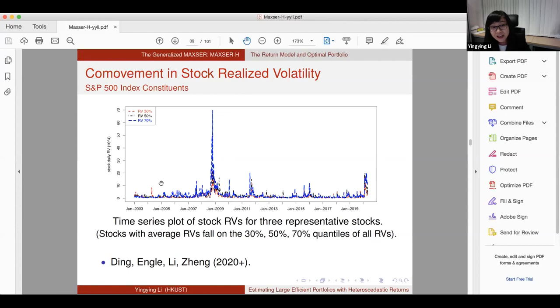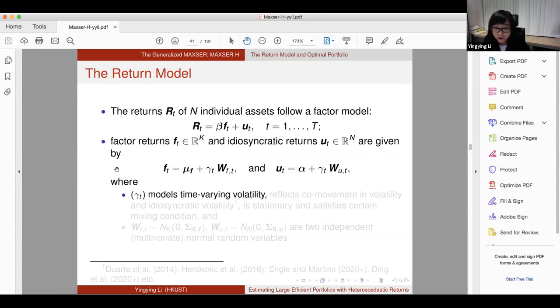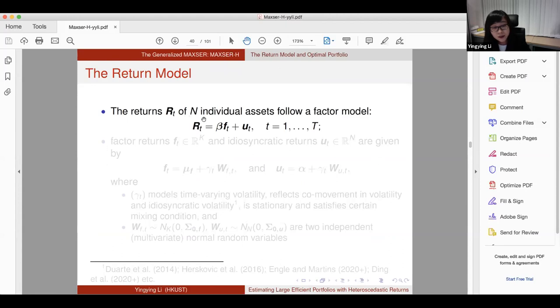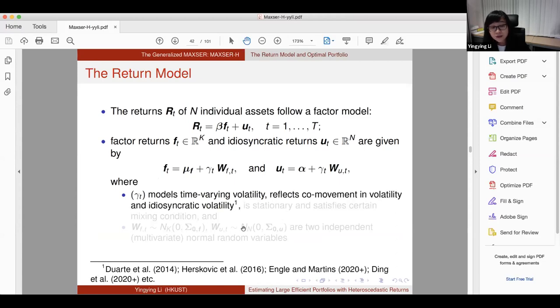And then secondly, and very interestingly, we see a co-movement feature in the stock volatilities. So motivated by such phenomena, we model the returns as follows. The return of an individual asset follows a factor model where we have K factors, K is a finite number, and N individual assets. The factors and individual idiosyncratic returns are modeled by these relationships. And here the gamma_t models time-varying volatility. It reflects co-movements in volatility and idiosyncratic volatility.